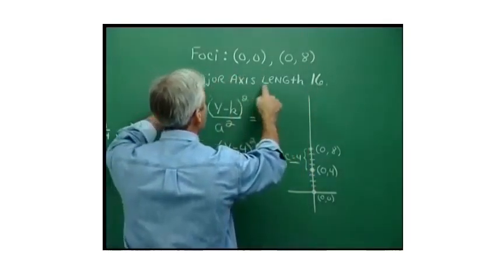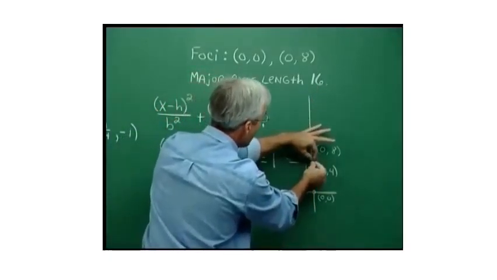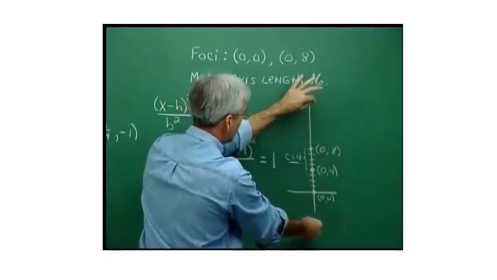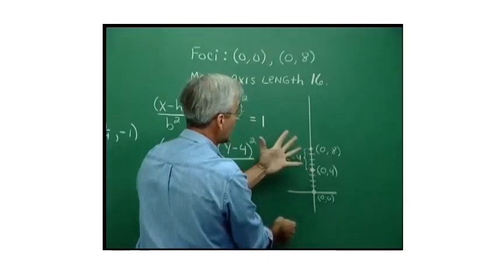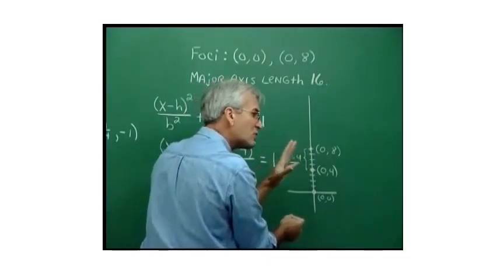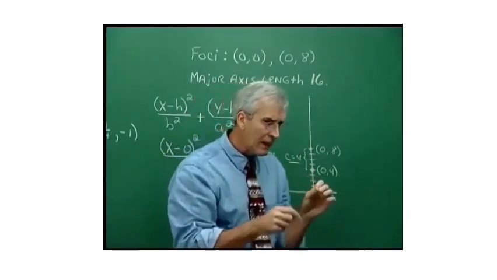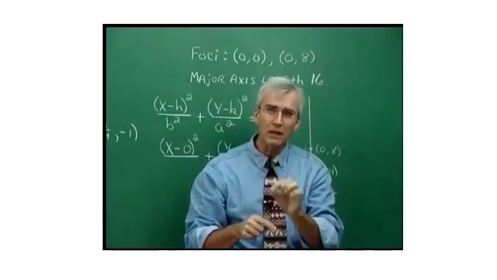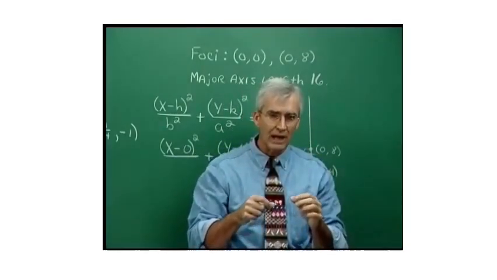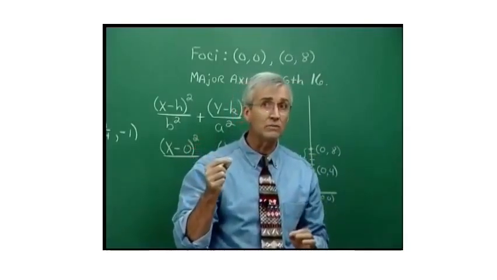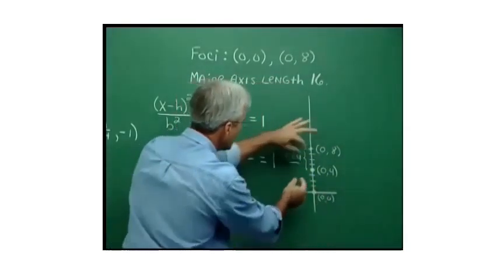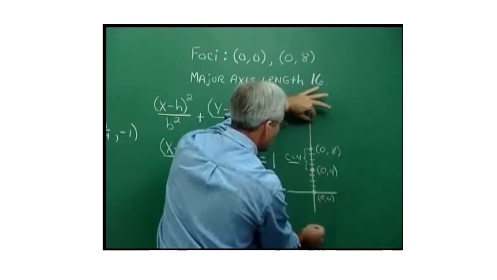We have a major axis length 16. We know the major axis is vertical here. This is our center. If the major axis is length 16 and the center is right in the middle of the major axis, then we have 8 units above and 8 units below to give that total of 16. So we have 8 units up here and 8 units down here.